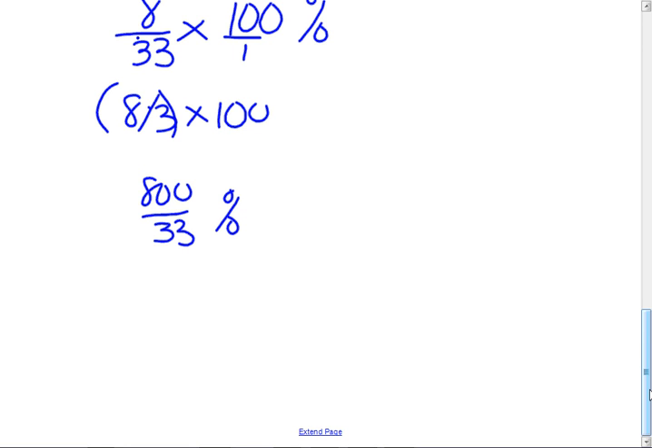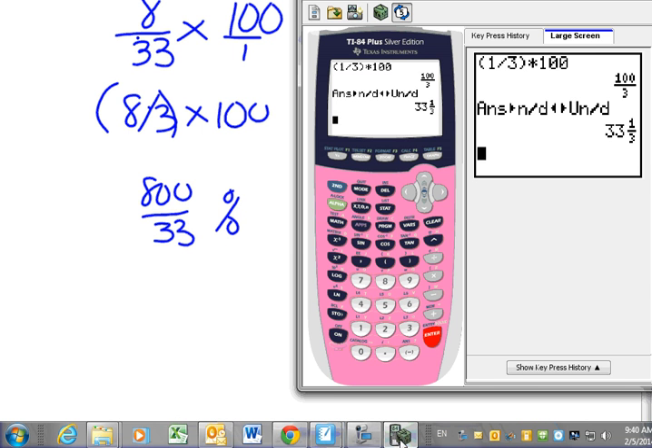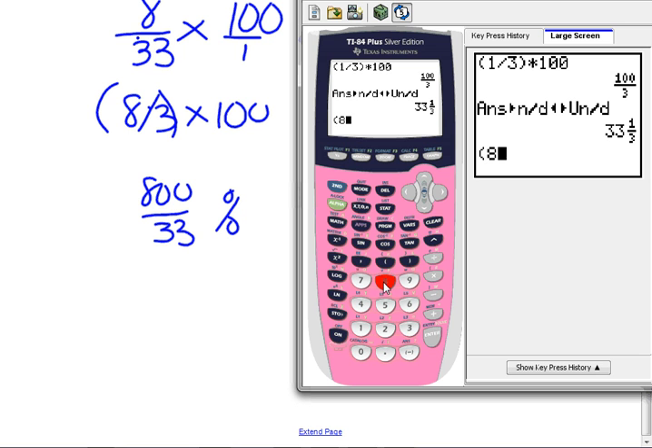Okay, so you have buttons on your calculator similar to this one. So I'm going to do 8 thirds. So I'm just going to type that in. 8 divided by 3. And I want to divide by, oh, sorry, it should be 33. My mistake. And I want to multiply by 100. And I'm going to get an improper fraction.